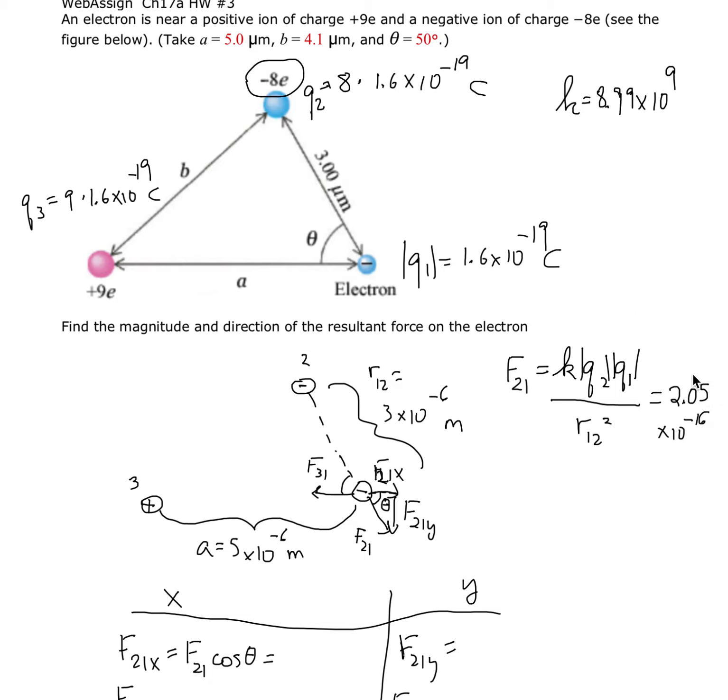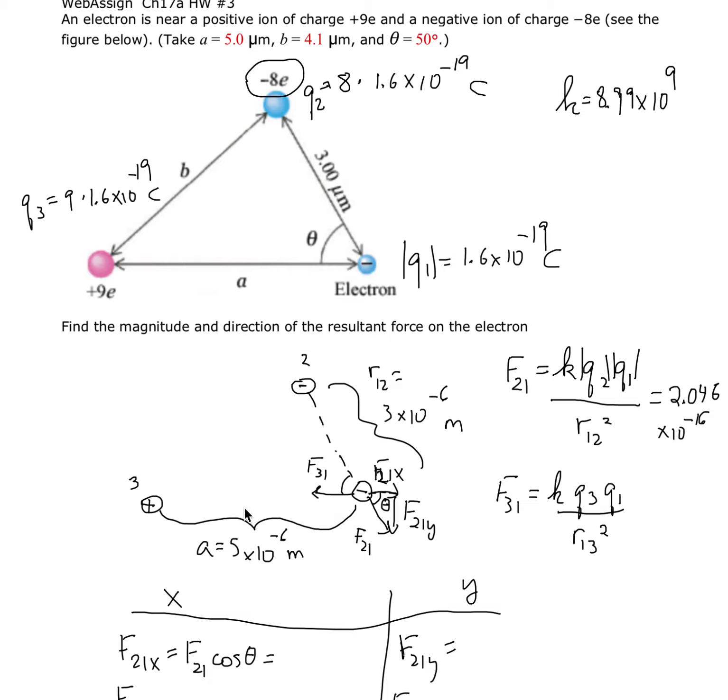It's better to keep as many decimal places as possible until you get to your final answer. So let's just say 2.046. Let's do the same thing for F31. The only difference between F21 and F31 is that F31 is the force between charges number 3 and number 1. So that means that we have to put in charge 3 and charge 1 instead of charge 2 and charge 1. Again, we're just putting the magnitude of the charge. We don't care about the sign of the charge.